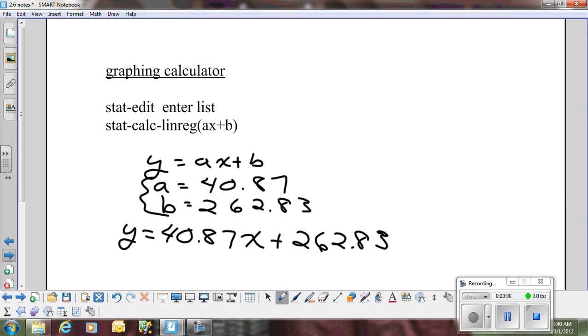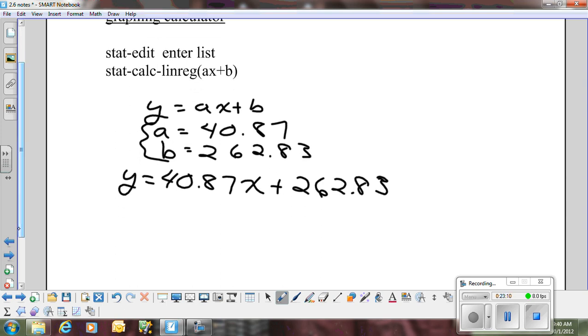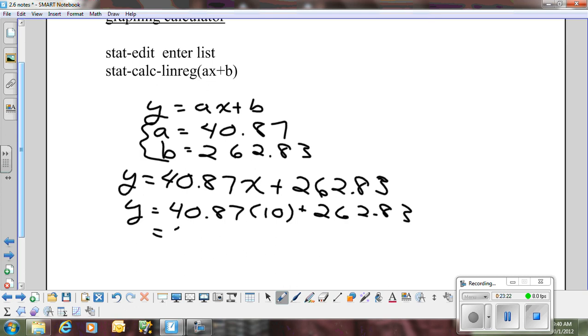Now, let's put in our 10 and see what it tells us it should be. So 408.7 plus 262.83. Not too much different than what ours did.